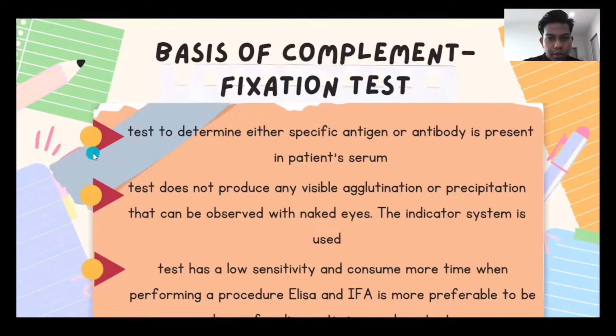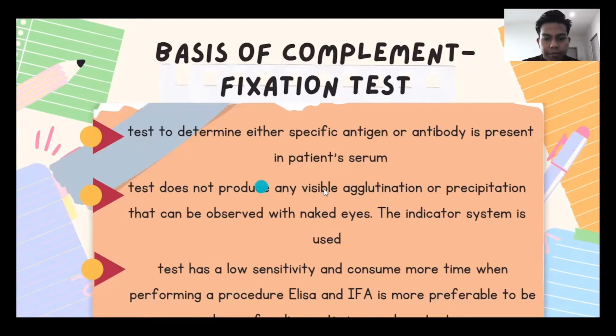So today I'm going to talk about the basis of the complement fixation test. This test is to determine whether a specific antigen or antibody is present in patient serum. The test does not produce any visible agglutination or precipitation that can be observed with the naked eye. An indicator system is used in this test. The test also has a low sensitivity and consumes more time to perform compared to other procedures such as ELISA and IFA.